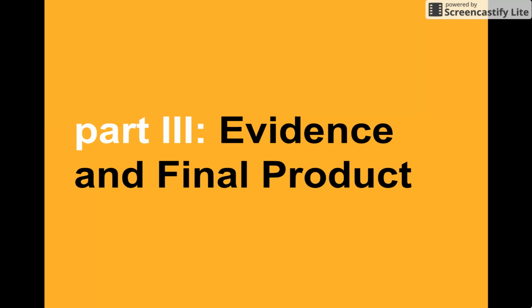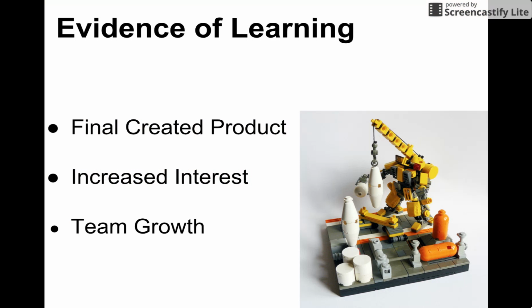Part 3, Evidence and Final Product. Evidence of learning will be seen in 3 ways. The actual product or solution developed by my students. This product will not only reveal their efforts in finding a solution, but their understanding of the overarching educational goal. Secondly, it will be seen in their increased interest in the actual curriculum that ties into the project made in the makerspace. Thirdly, it will be seen in their growth as a team. Through collaboration and generation, teams will be able to develop a closer relationship, which will result in increased collaboration and socialization skills.